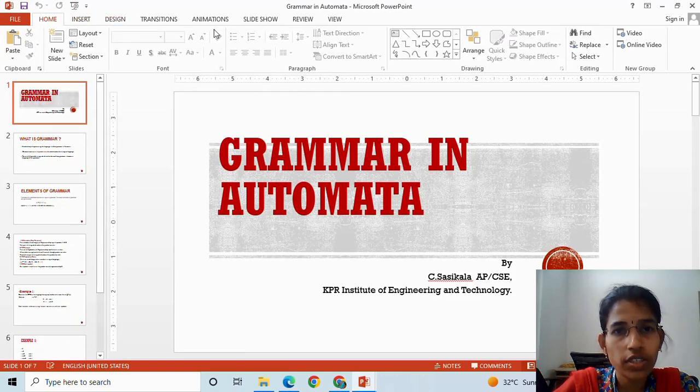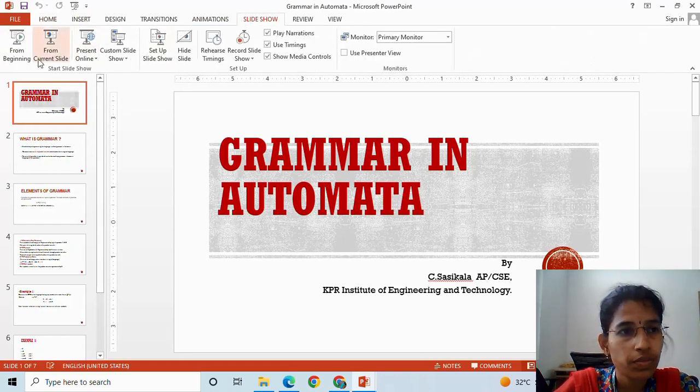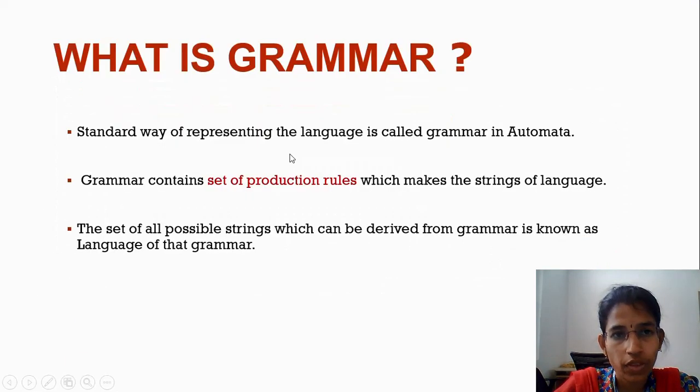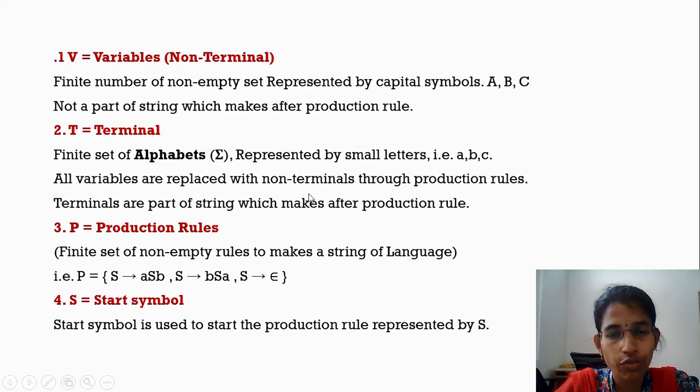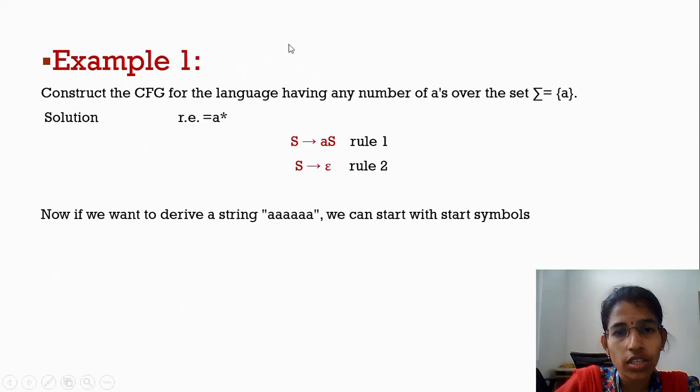This is a slide for context-free grammar. Here I give the definition for the grammar. It's a collection of variables, terminals, production rules and the starting symbol. This is known as a grammar for context-free grammar. So the context-free grammar has some rules to generate the strings.